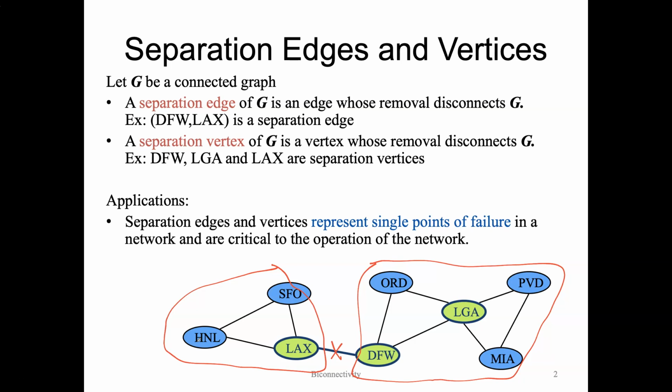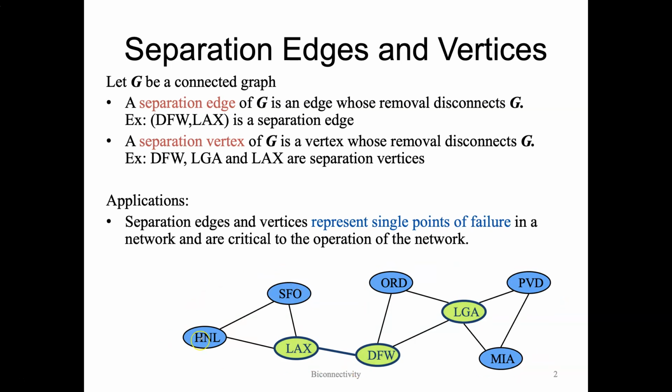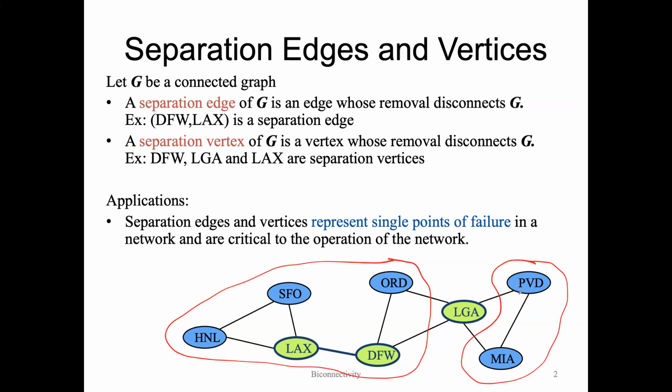So if we remove a separation edge, we disconnect our graph. In the case of a separation vertex, such as LGA, DFW, or LAX, removing any one of those would again disconnect our graph. If we remove LGA, we're left with two connected components. Separation edges and vertices represent single points of failure in our network. These indicate vulnerabilities of a network. We want to be able to find them in order to either protect against them, maybe by investing more of our maintenance budget in those points, or to take advantage of them to disrupt a network.